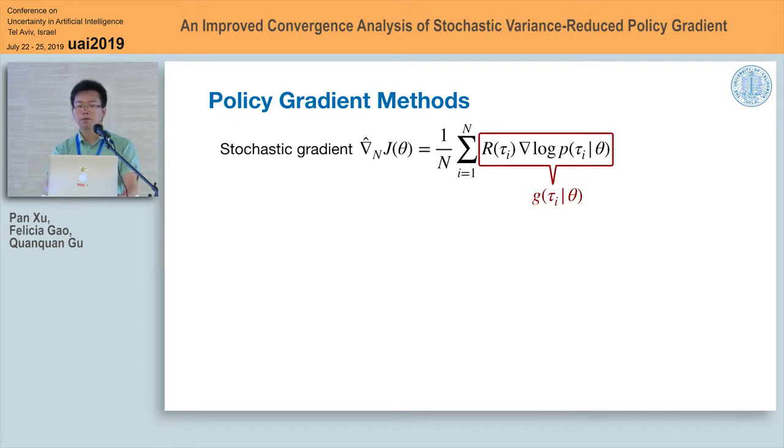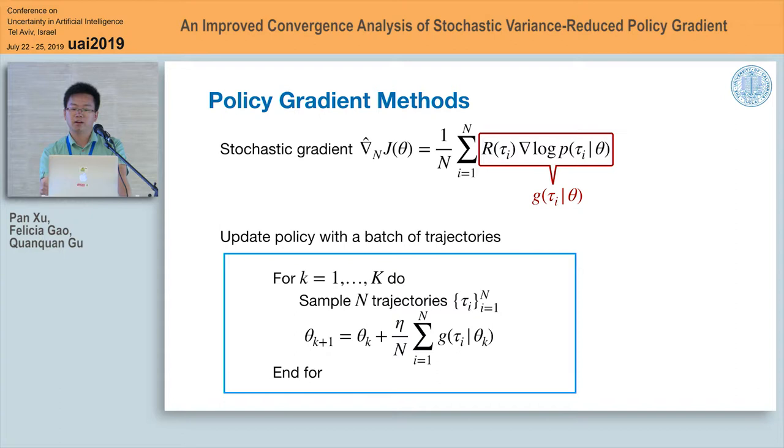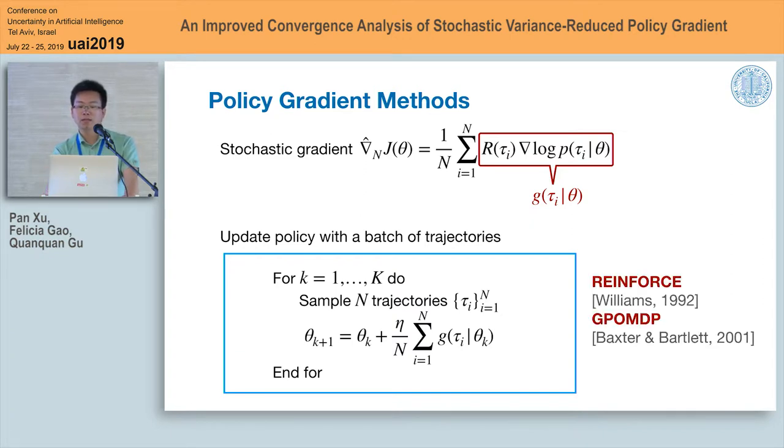Then we can run gradient ascent based on this gradient approximation. For simplicity of notation, we just denote the gradient of the performance function over one trajectory as a G function. Then we can update the policy parameter by the following gradient ascent algorithm. Depending on the specific form of the function G, this can recover the well-known REINFORCE or GPOMDP algorithm.